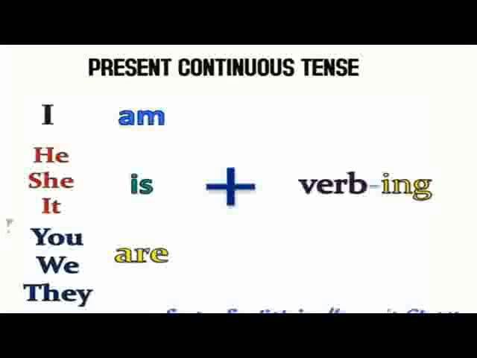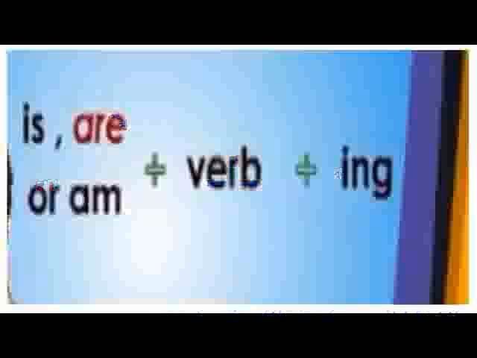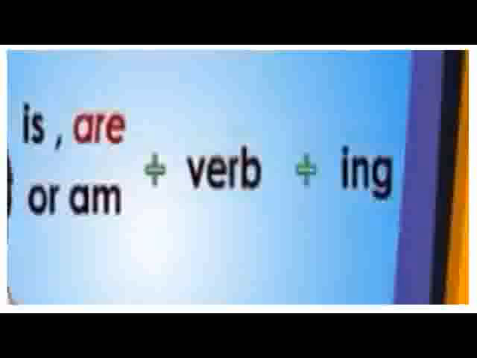We will use am with I, is with he, she, it, are with you, we and they. Then ing with the first form of the verb. Is, are or am plus this is the construction actually. How will we make present continuous tense? We will use is, are, am plus the first form of the verb with ing.